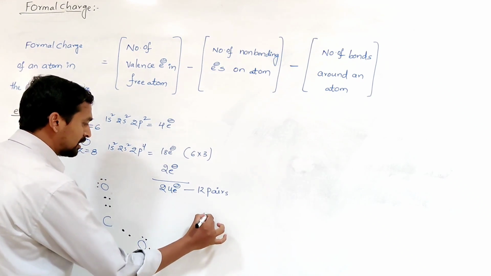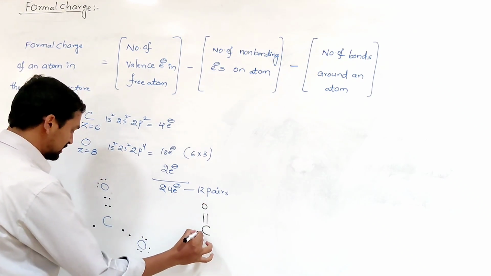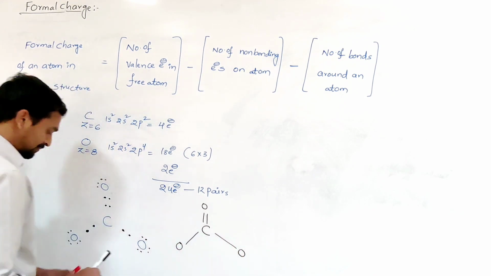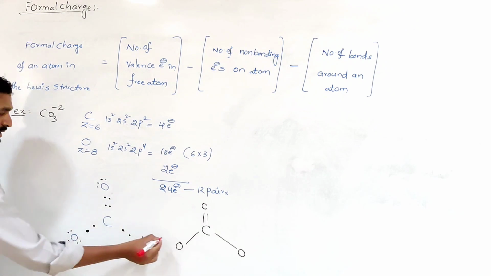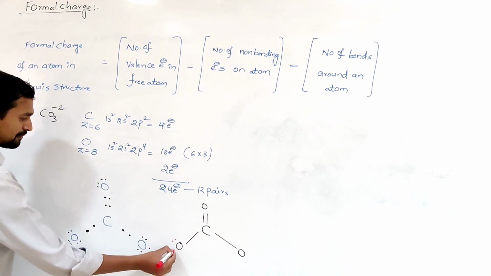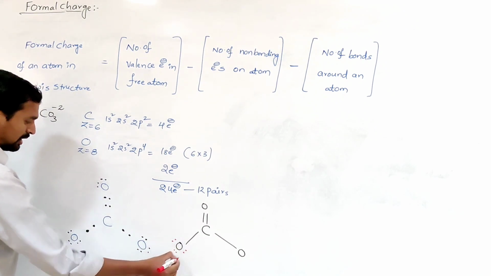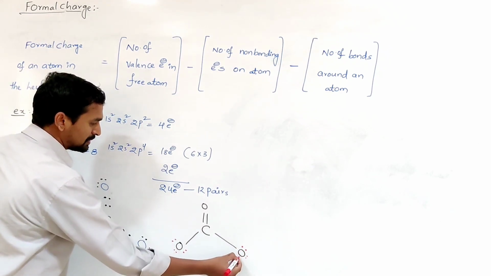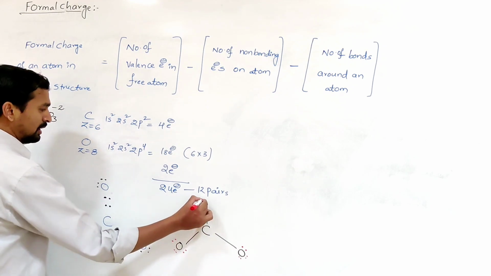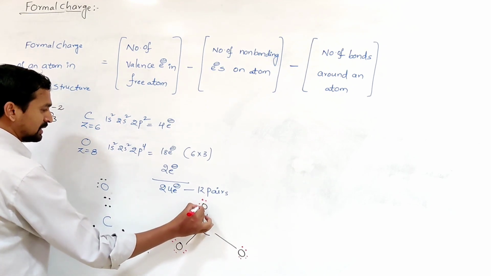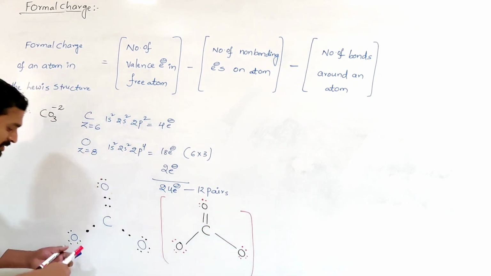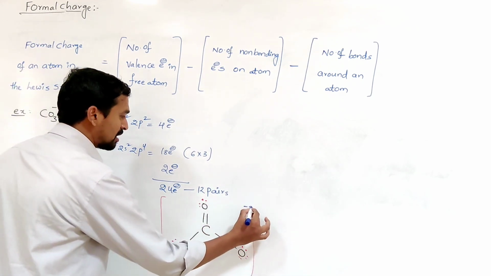Carbon, here double bond O, and here what is it? Single bond O, and here single bond O. And what are the lone pairs present on this one? Here the 3 lone pairs are present. Here 3 lone pairs are present. Here only 2 lone pairs are present. Then what is the charge carried? Overall -2 charge is carried by this carbonate ion.